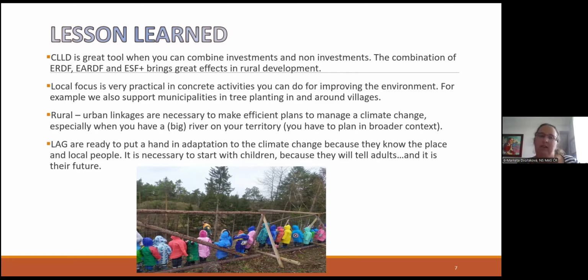We do have a big river, the Vltava. It is the biggest river in our country, and we have to plan in a broader context with the cooperation of other municipalities and also the capital, Prague. And I think local action groups are ready to put a hand in adaptation to climate change because they know the place and local people. And what we have already learned is that it is necessary to start with children, because they tell the adults, and of course, it is their future. So this is my message from the Czech Republic. Thank you for your attention.